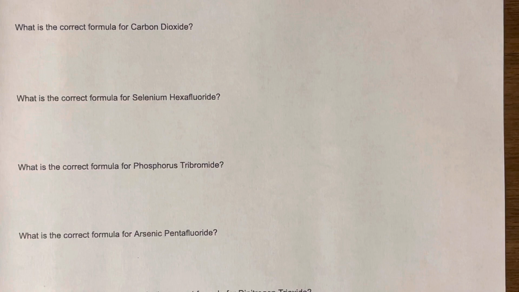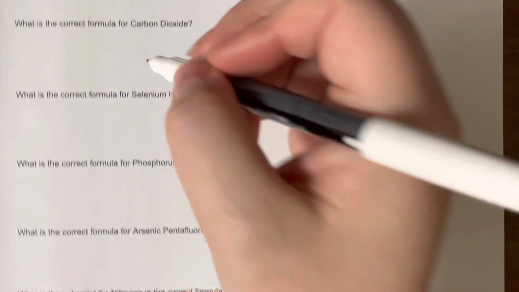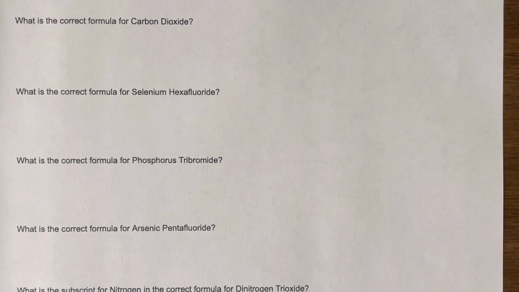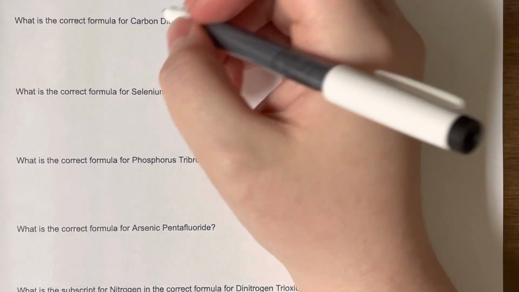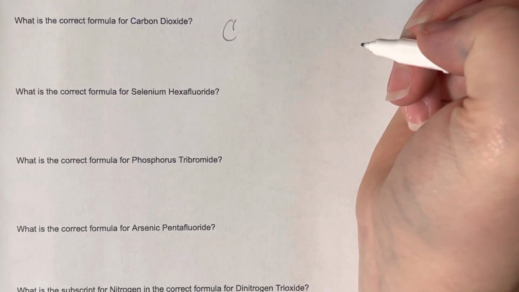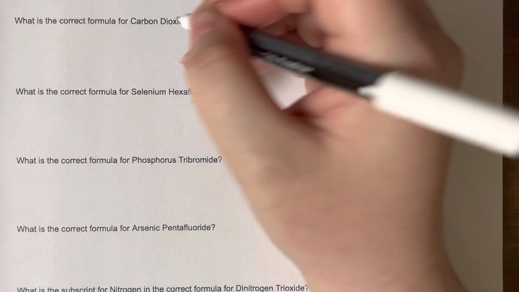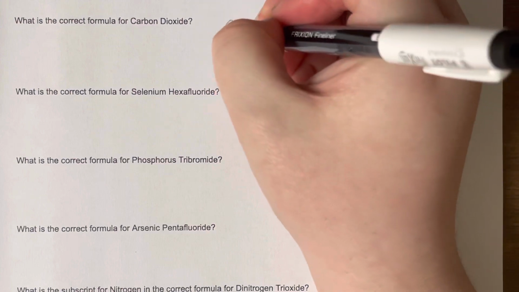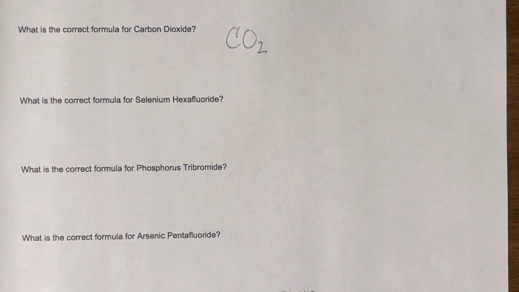What is the correct formula for carbon dioxide? I see that I have a prefix here, which means that that is going to be a covalent compound, so I can just read them for subscripts. Carbon doesn't have a prefix, which means it does not have a visible subscript, so an invisible subscript of 1. Di means 2, so this is CO2.